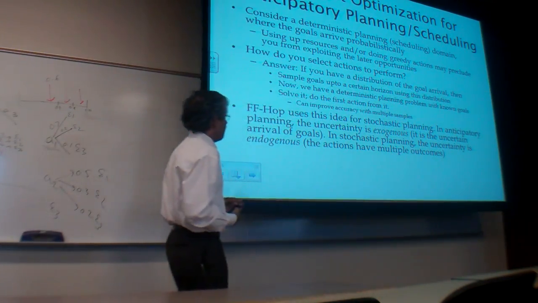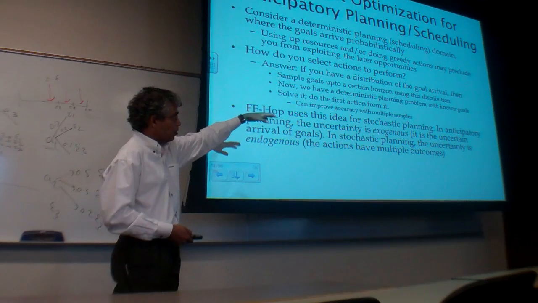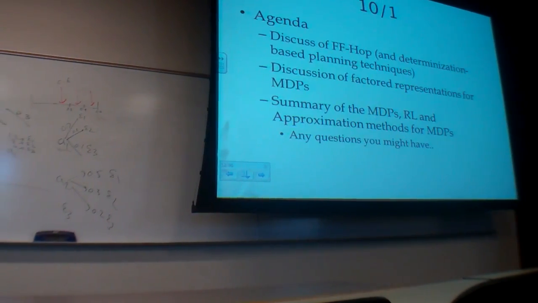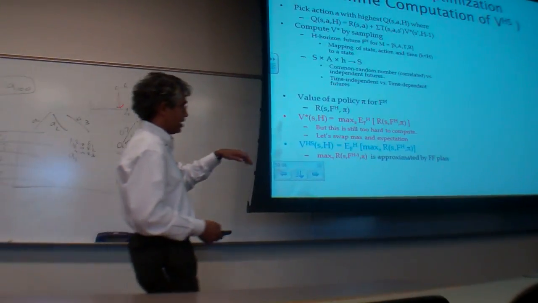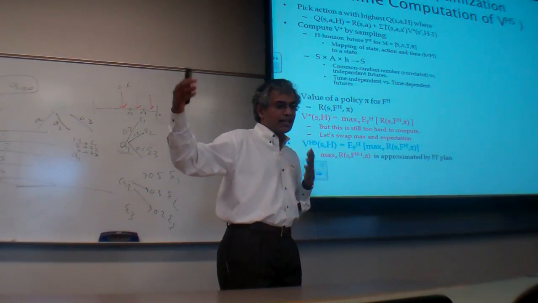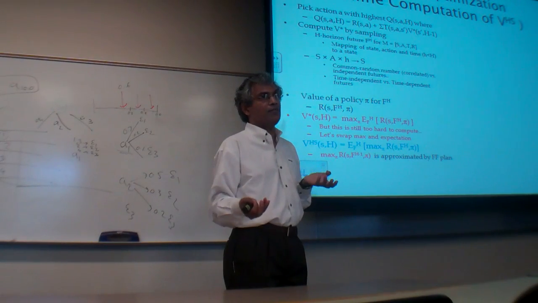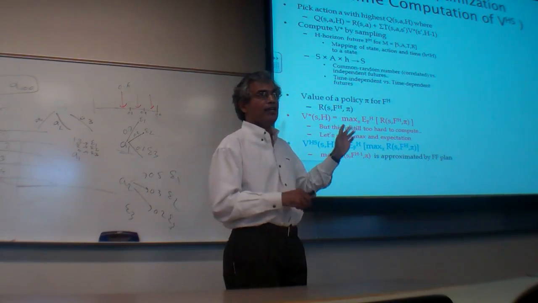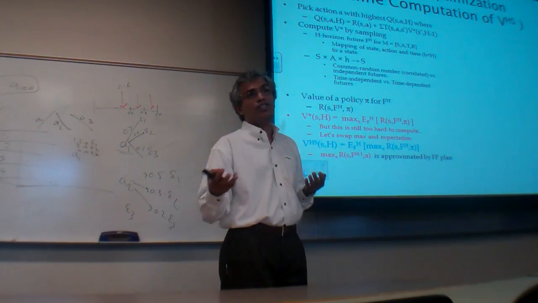Okay, that kind of problem can also be solved using FFR style techniques. The connection basically is, in the other case, you're sampling from the goal distribution. You're determining the goals there. Here you're determining the actions. The goal never changed.